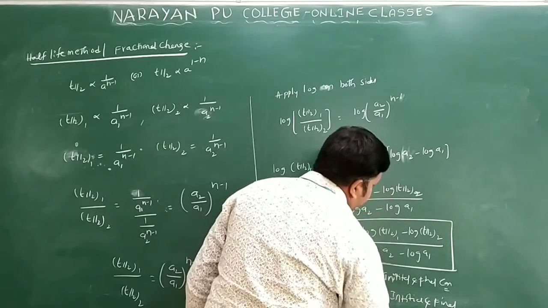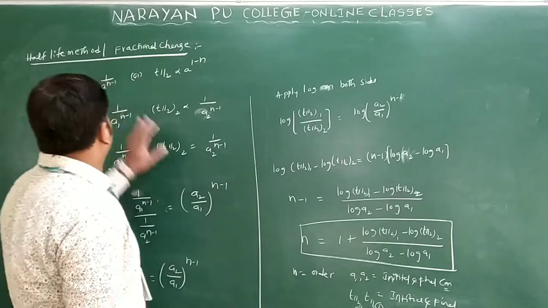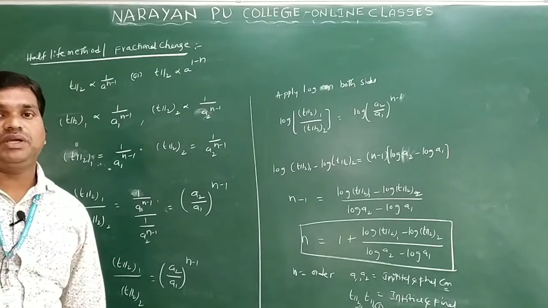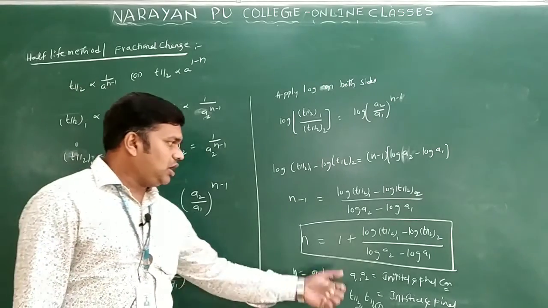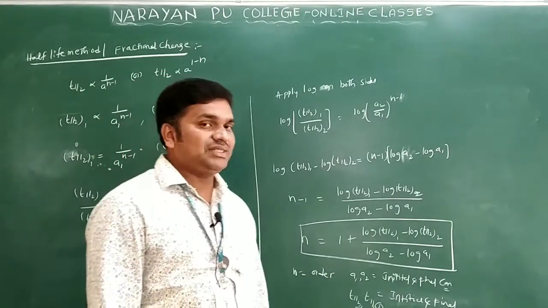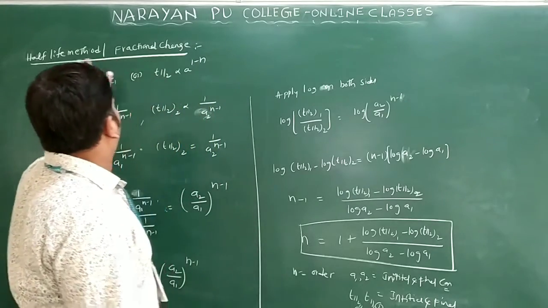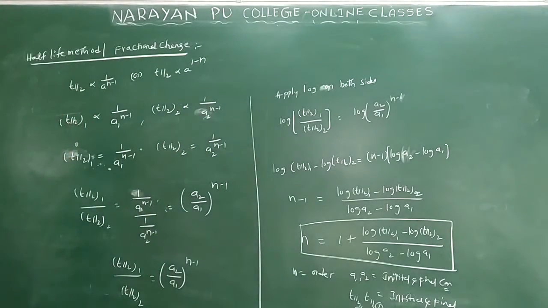Initial and what? Final time. So this is regarding the half-life method of fractional change. What is the formula? T half is inversely proportional to a to the power n minus 1. n is equal to log(T1/T2) divided by log(a2/a1), that is, log a2 minus log a1. So this is regarding the half-life method of fractional change.